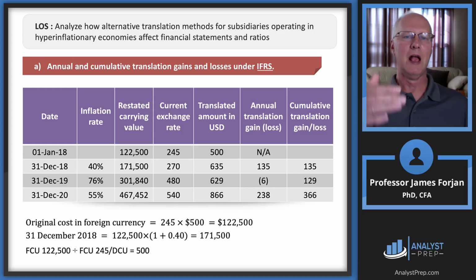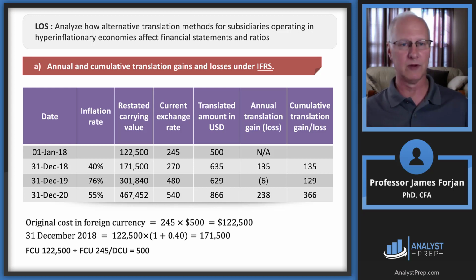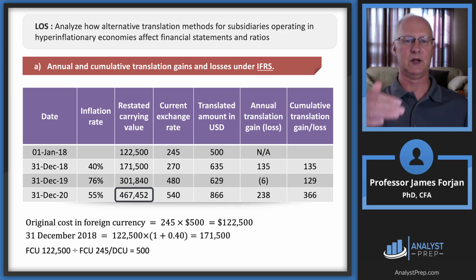So the question then becomes, how do we restate these as we move through time? All right, you ready for this? You have the 122,500 in your register, and we're going to compound this out at the inflation rate. All you need to do is multiply by 1 plus the rate of inflation. So just do 1.4 times. You should get the 171,500, and then do the 1.76, and you should get the 301,840, and then do the 1.55, and you should get the 467,452. So going from the 122,500 all the way to 467,452, we're just compounding that out at the rate of inflation.